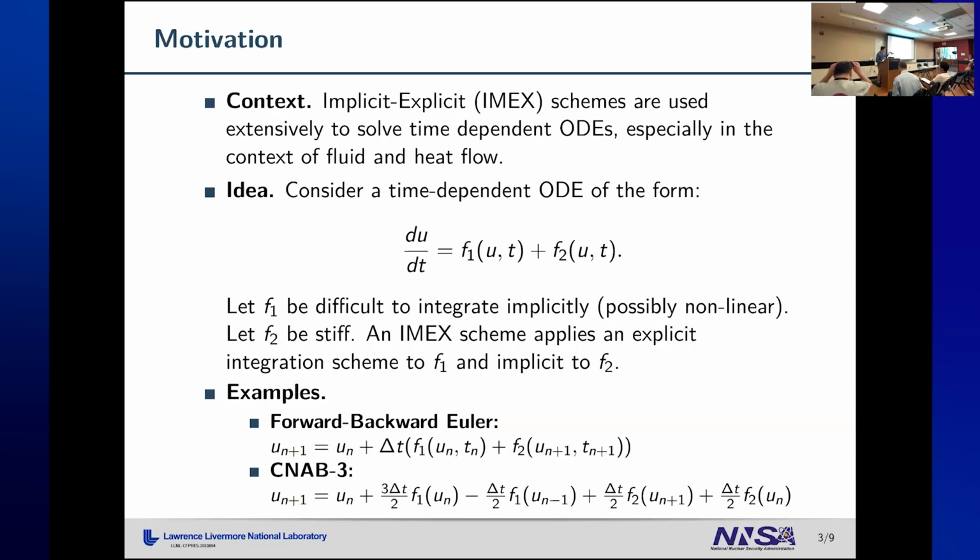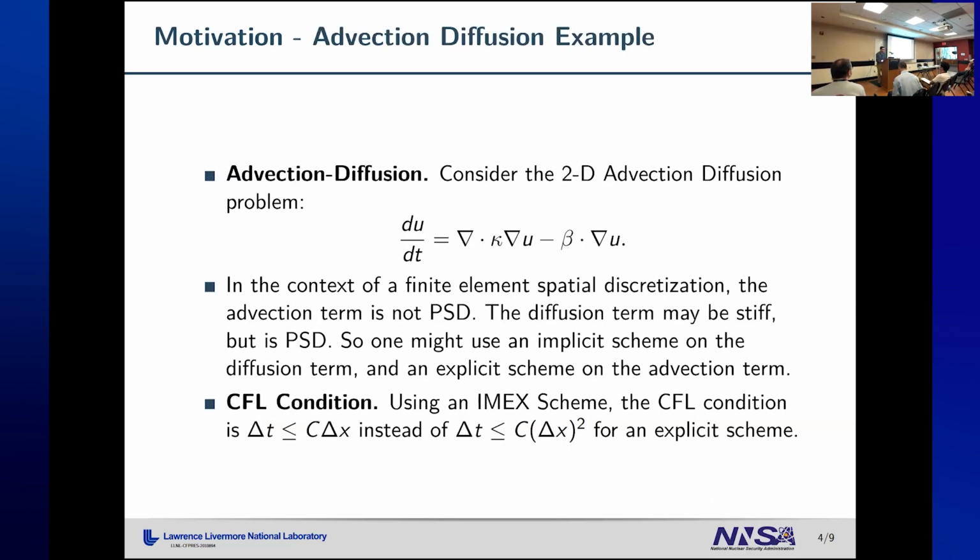Here I list a couple of different examples. Maybe the simplest one you might think of to start off with is simply forward-backward Euler, where the implicit part is integrated with backward Euler and the explicit part with forward Euler. And there are also some more complicated schemes that you can drum up.